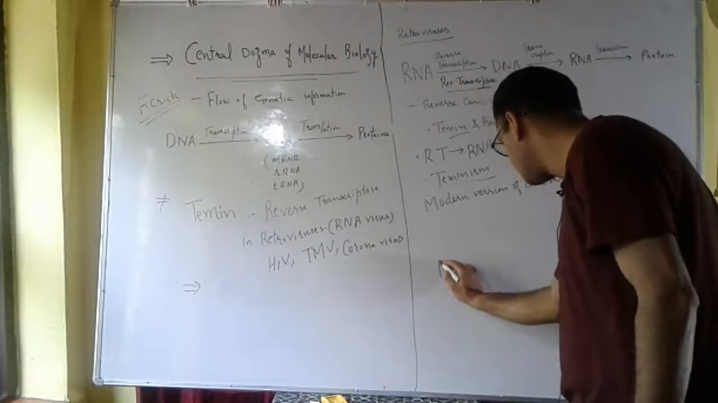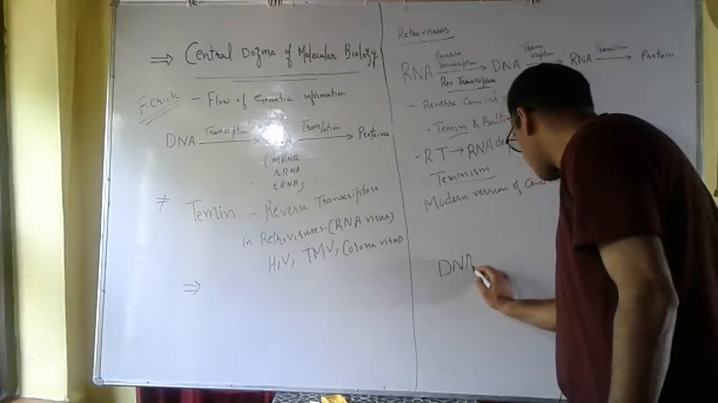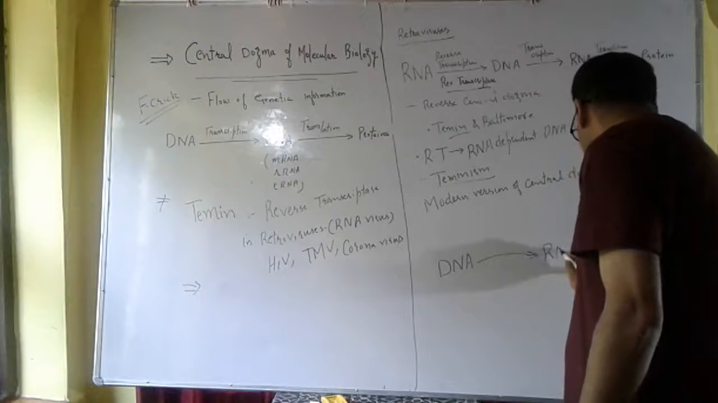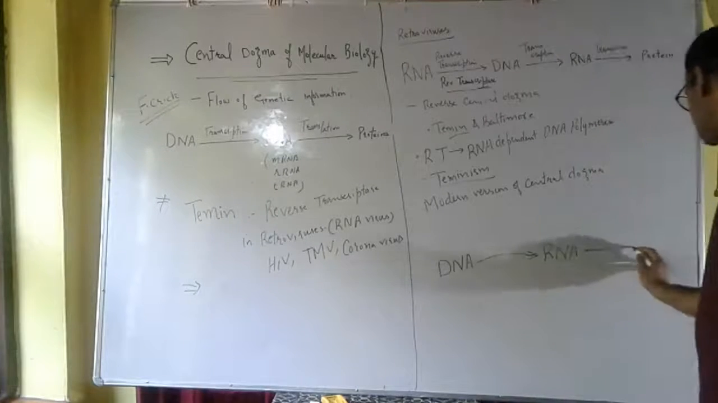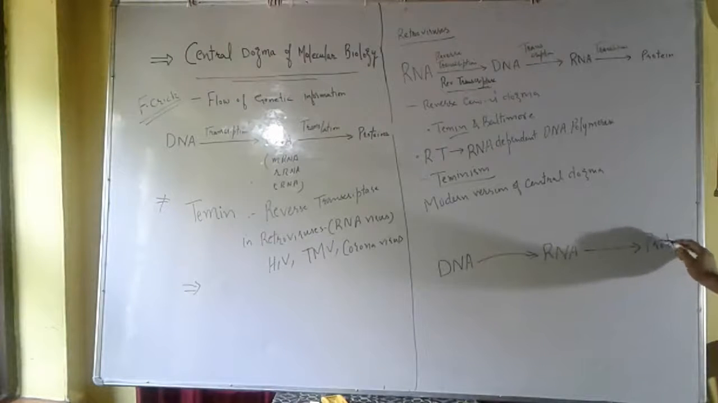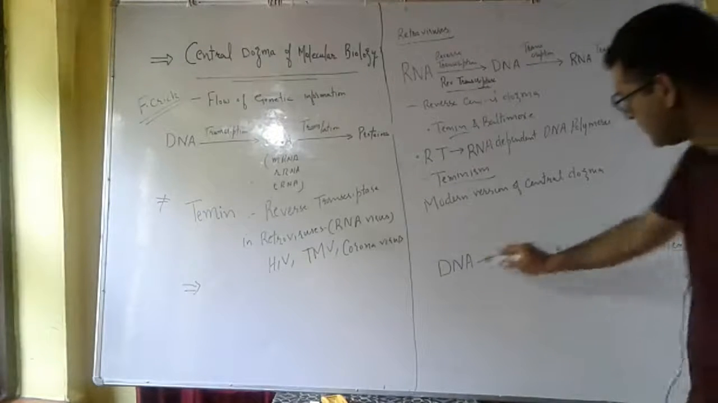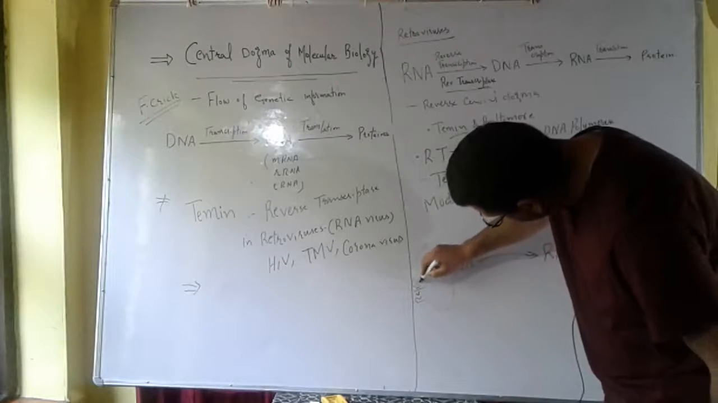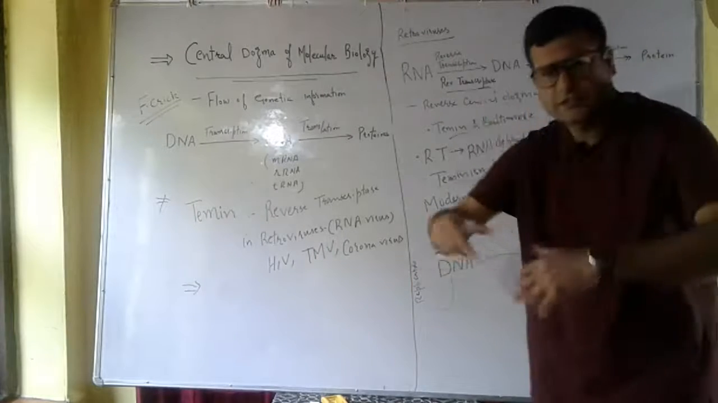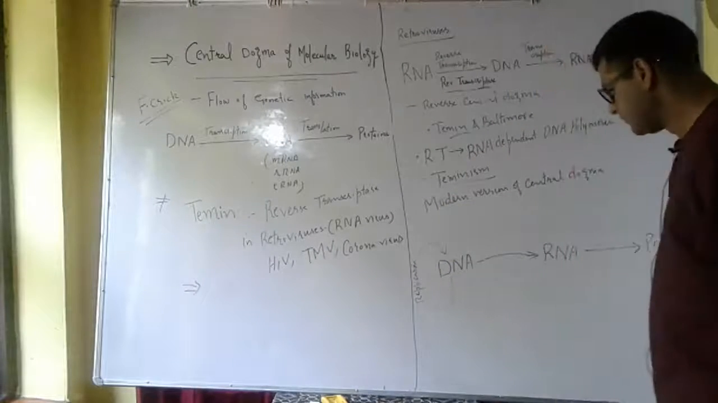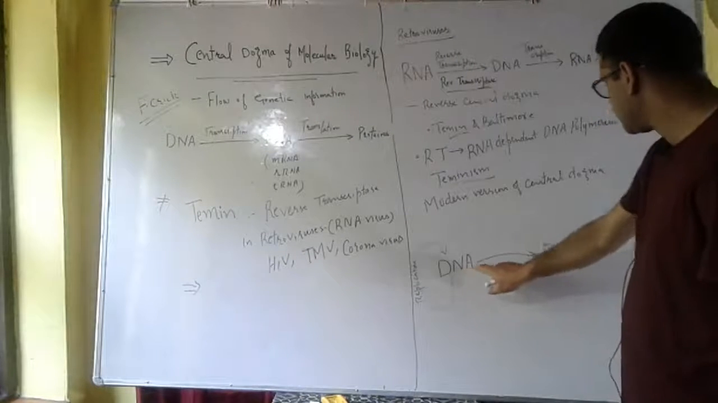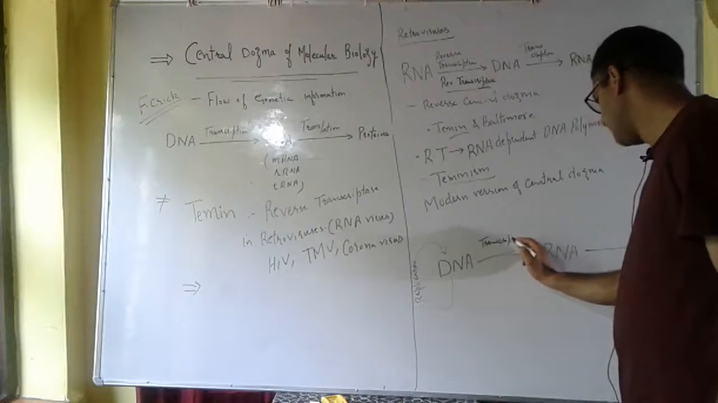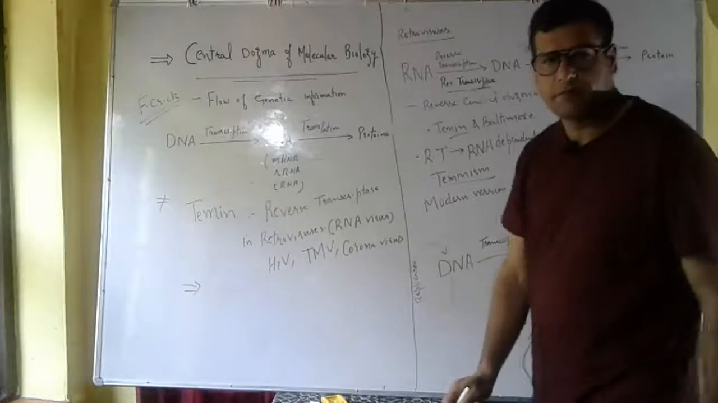We have DNA, we have RNA, and we have proteins. DNA will give rise to DNA. This is called DNA replication, when DNA synthesizes its own copies. Then DNA can synthesize RNA. It is called transcription, and the main enzyme in transcription is RNA polymerase.